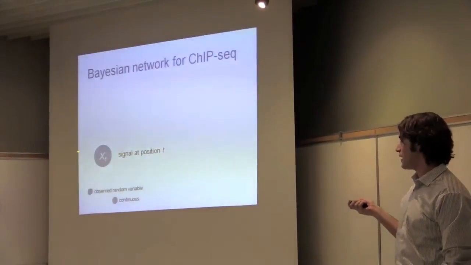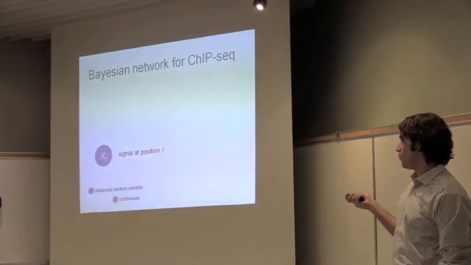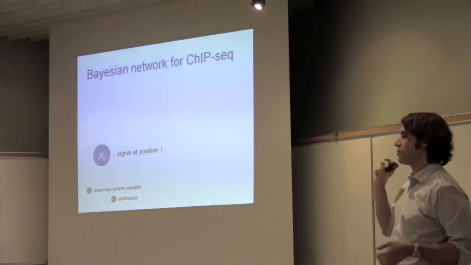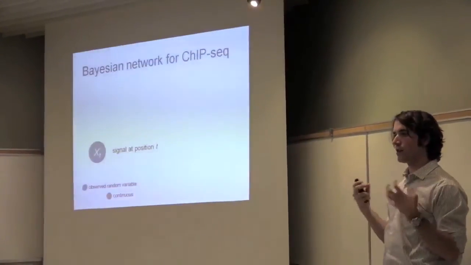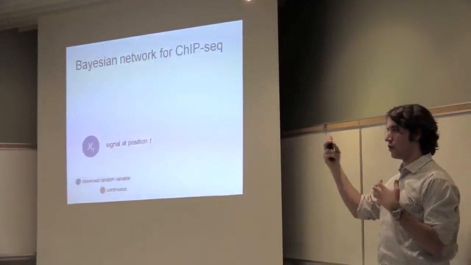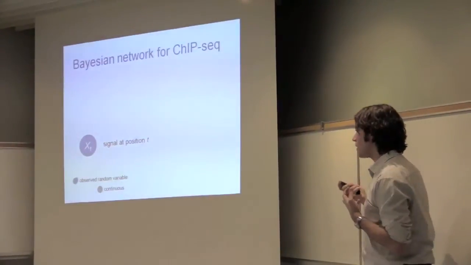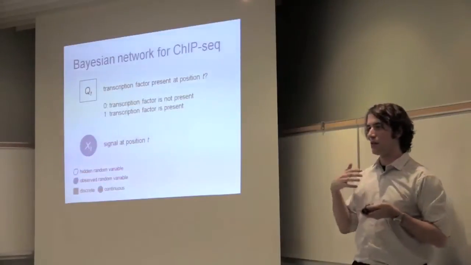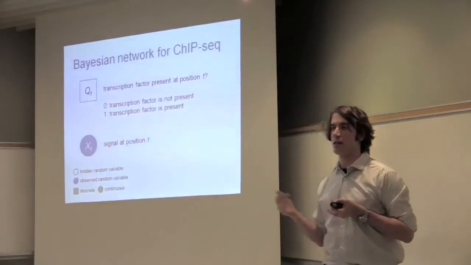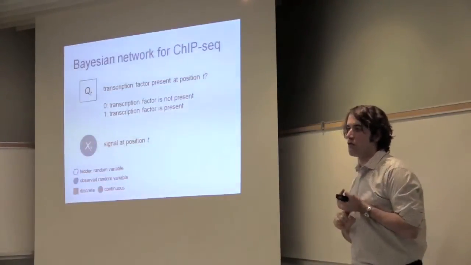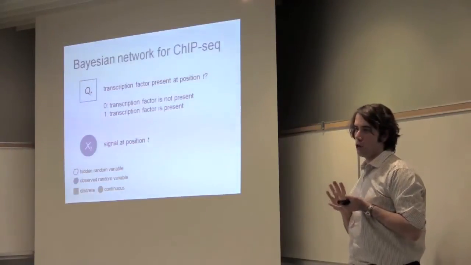So that number signal we can represent with this circle here. So it's just a number. You don't know what the number means a priori. It's just bigger or lower or something. What you really want to know is not this number, but, if you're doing transcription factor ChIP-seq, the answer to the question, is there a transcription factor present here or not?